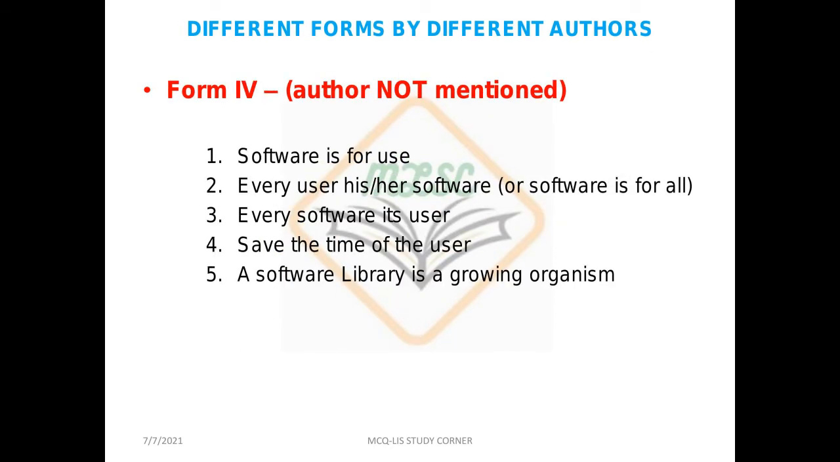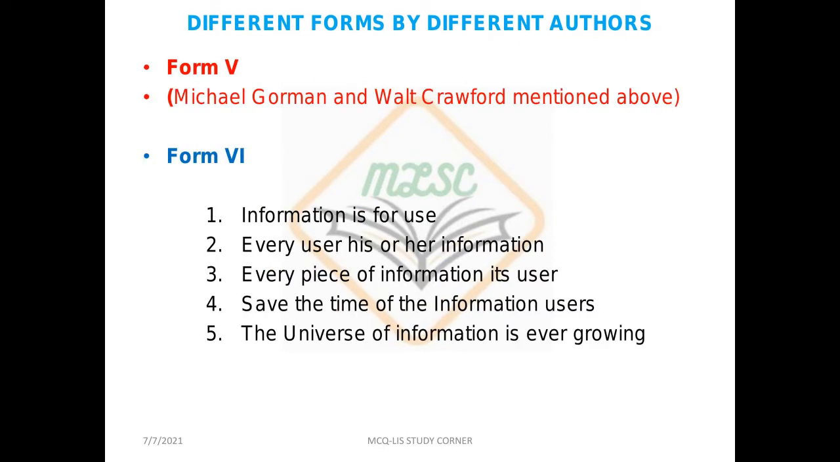Software is for use. Every user his or her software, or software is for all. Every software its user. Save the time of the user. A software library is a growing organism. Form 5, Michael Gorman and Walt Crawford mentioned above.